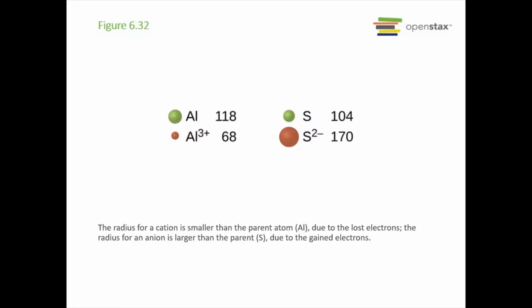Here's an example, figure 6.32, showing you aluminum versus the aluminum 3+ ion. Okay, we take away those 3 electrons from aluminum, and look how much smaller it gets. And then sulfur, we add 2 electrons, and it gets a lot bigger.